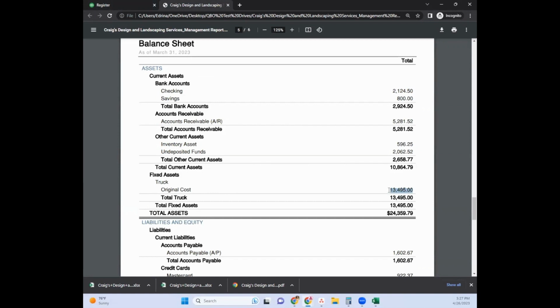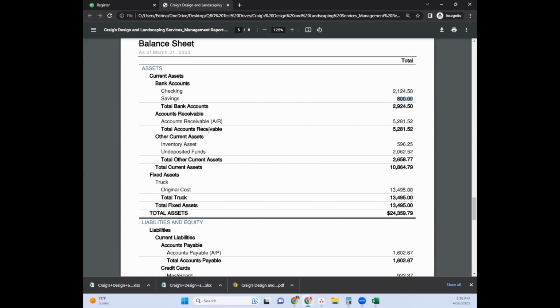And then it looks like he bought a truck for his business. And so that's the original cost of the truck. It's sitting right now in his fixed assets, which is great. And then at the end of the month, as of March 31st, he had $2,124.50 in his checking account, and he had $800 in his savings account. So that's how you read that top part of the balance sheet.